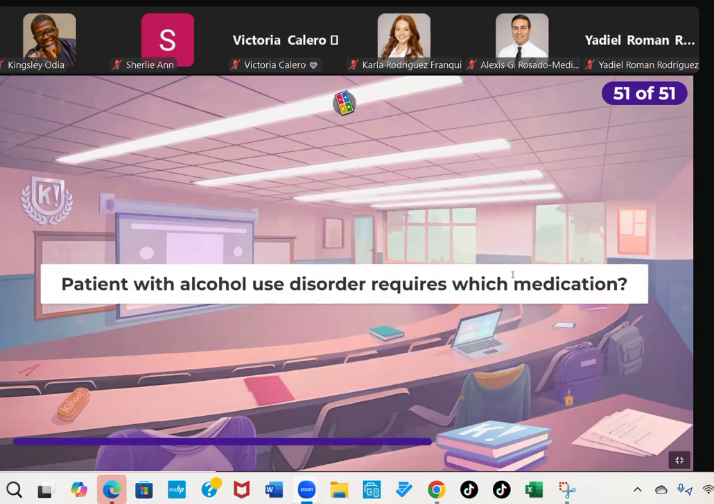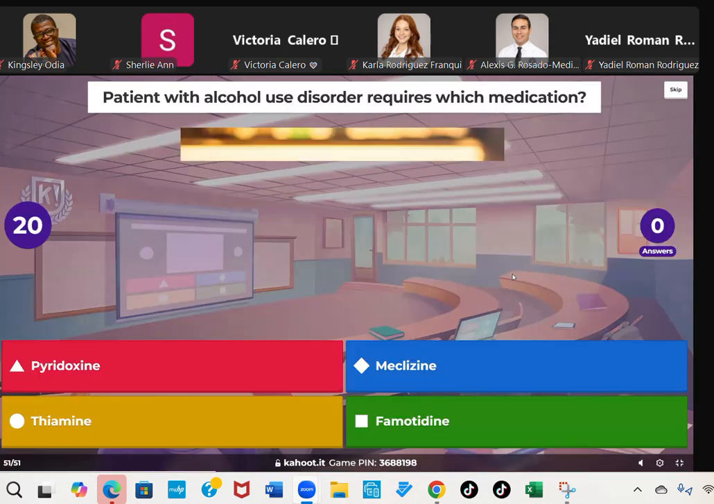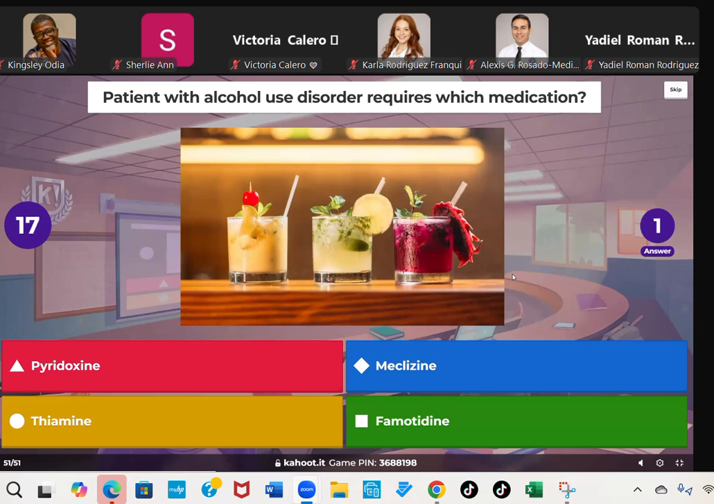Patient with alcohol use disorder requires which medication? Pyridoxine, meclizine, thiamine, famotidine. This is the last question. Make it count, y'all.